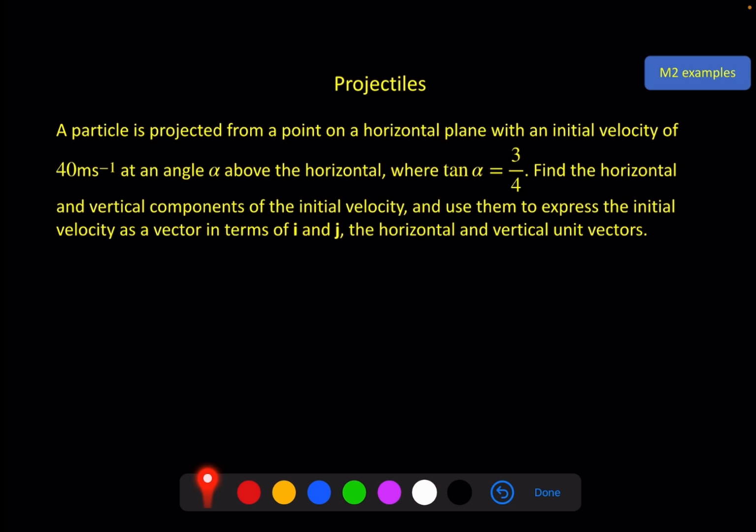Okay, let's take a quick look at what it actually wants us to do. Find the horizontal and vertical components of the initial velocity and use them to express the initial velocity as a vector in terms of i and j, which are the horizontal and vertical unit vectors respectively. So what we've got is horizontal ground, particle projected at 40 meters a second at an angle of alpha above the horizontal. And we know that tan of alpha is equal to 3/4. The question is asking us to find the horizontal and vertical components.